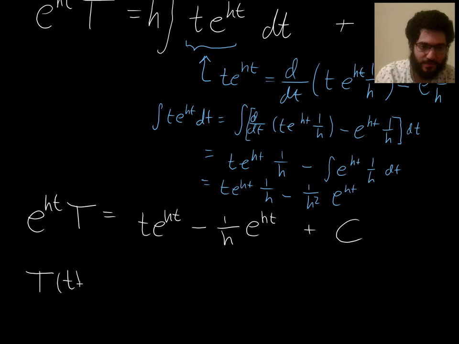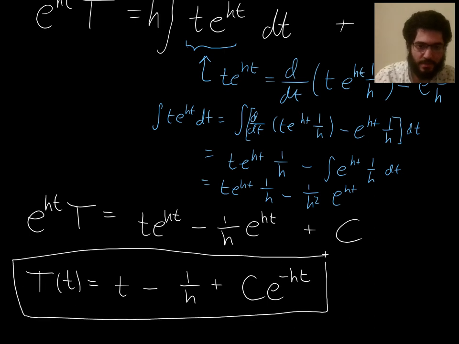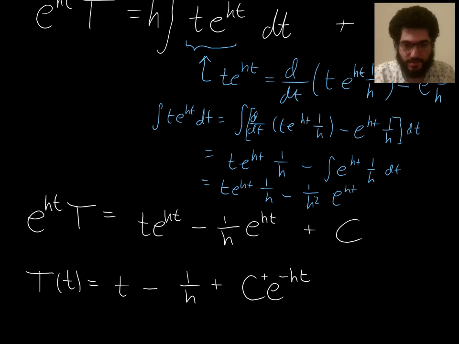So now we can finally multiply by e to the minus ht. Well, actually there's time dependence here also in this t. We get t minus 1 over h plus c e to the minus ht. And that is apparently how the temperature evolves in time. Well, that's the general solution with this parameter c. So it's a whole family of solutions.